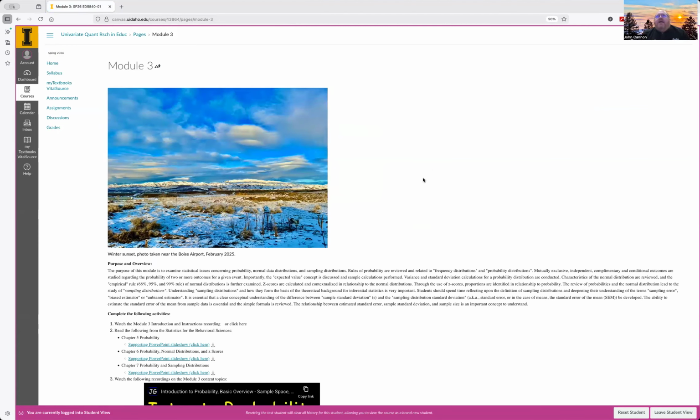I took this about a year ago in February of 2025, as we're getting toward the middle of winter. I took this photo near the Boise airport, looking back at the Boise foothills near sunset, and the colors from the setting sun on the freshly fallen snow and on the foothills and also on the ground. Just a neat picture.